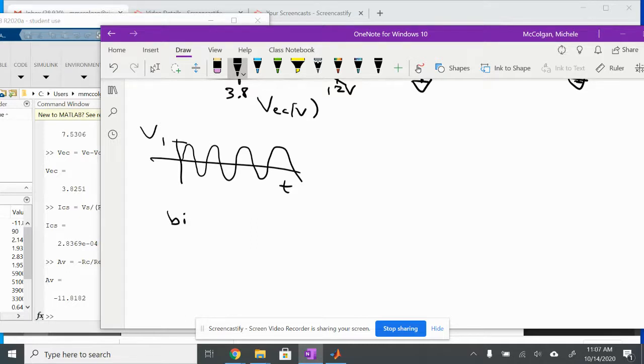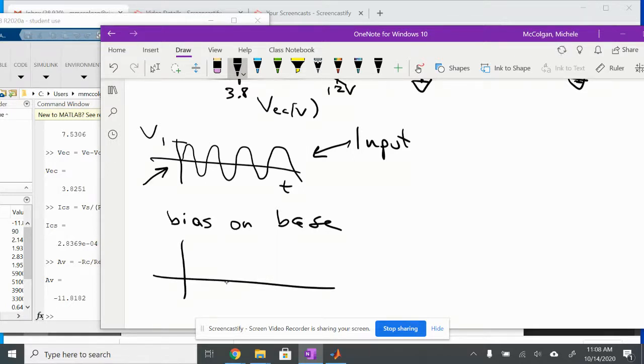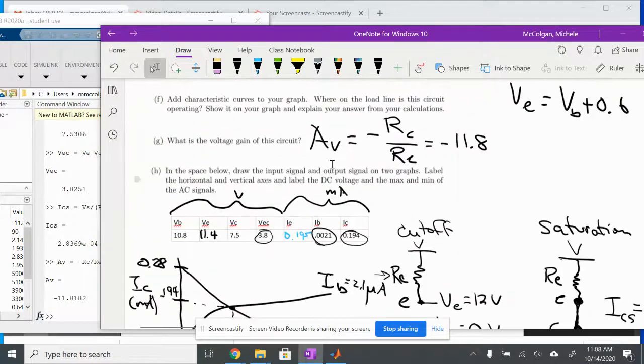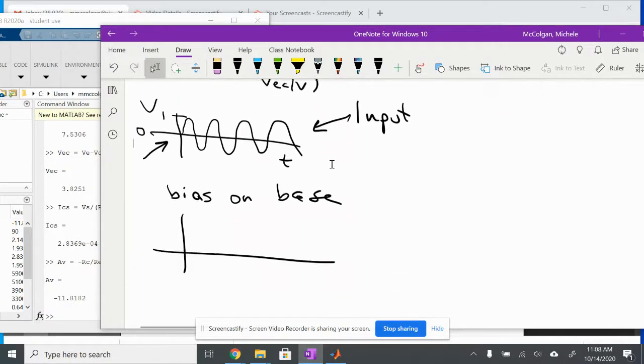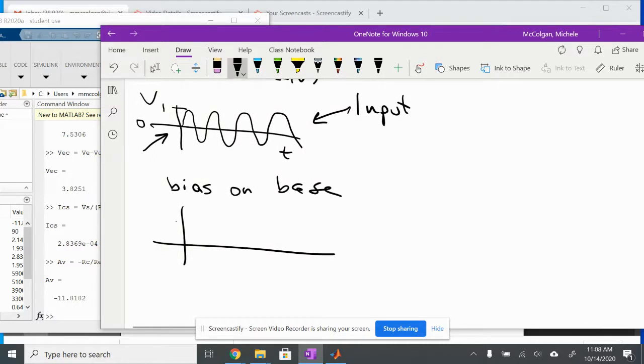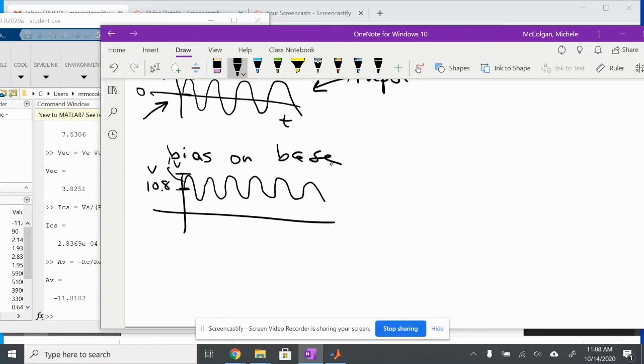This is my input signal. When I bias it on the base, what I'm doing is taking this input signal and just changing the 0. Notice the 0 is at 0 volts. It's centered around 0. When I look at my base voltage, it's 10.8. So all I'm doing is saying I have a new 0 for my signal at 10.8. This is volts. And so I have the same signal. The amplitude is still 1. Notice this distance right here, from here to here, is 1 volt. And so this is going to be my biased input.